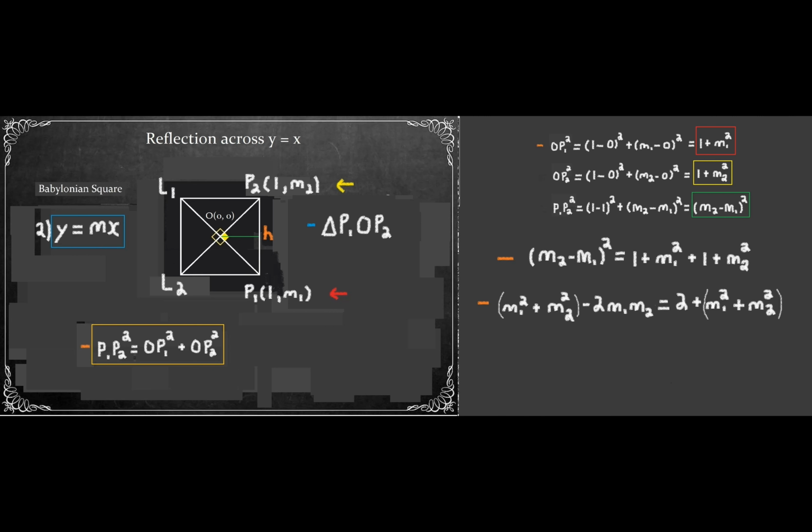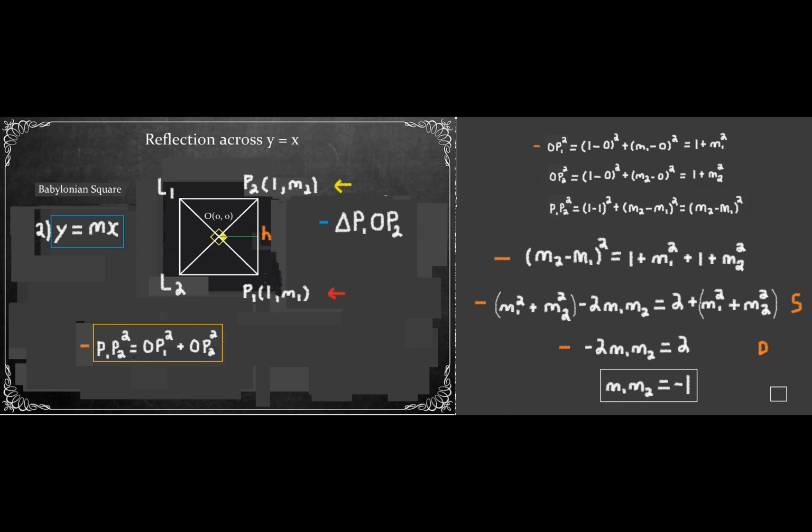Third orange bullet. Left side. Just FOIL the squared expression. Right side. Combine like terms. Notice the terms in the brackets on each side equal each other. Then we can subtract them from both sides. Finally, divide each side by -2, which returns the white box, which shows m1 times m2 equals -1.